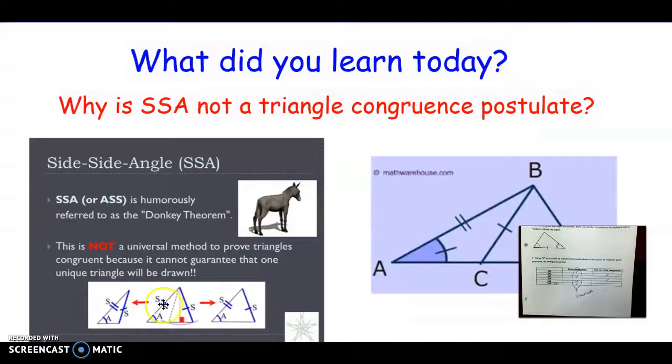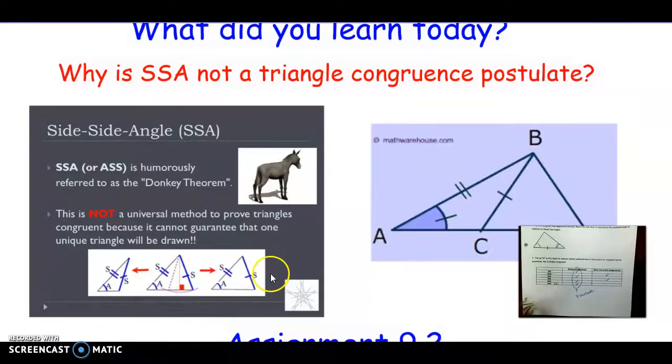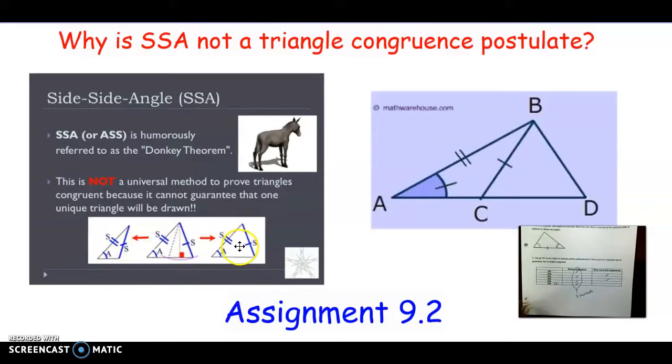So here is a visualization on why SSA does not work. And so this is jokingly referred to as the donkey theorem for obvious reasons. Now, it is not a real theorem. It is not a shortcut, okay? This is a joke. So do not ever write the donkey theorem as your reason for a step on a proof, okay? It does not exist. It's just a joke. And so you can see here why the SSA combination does not work.